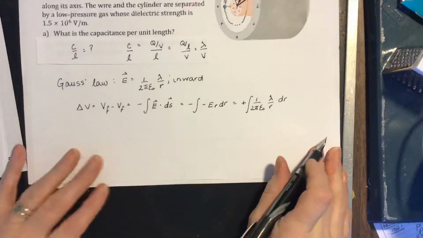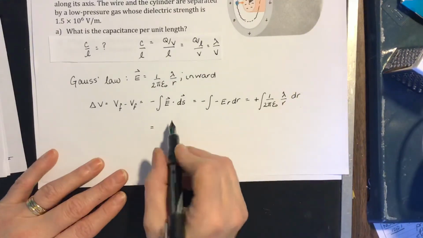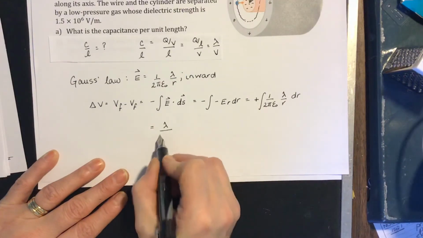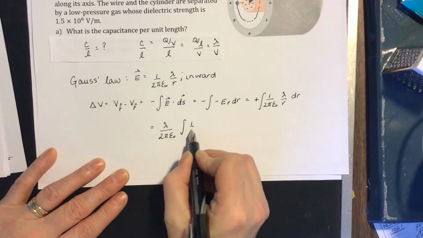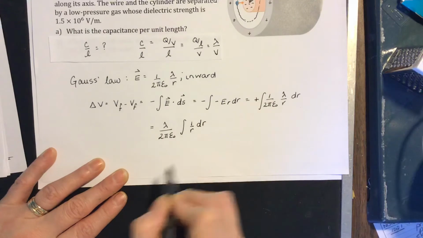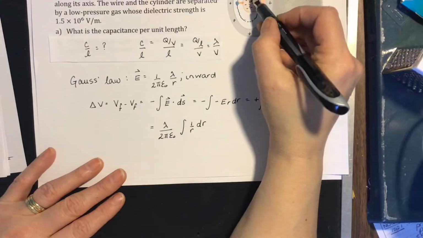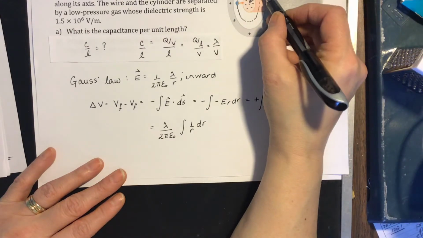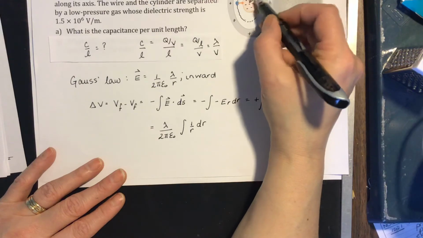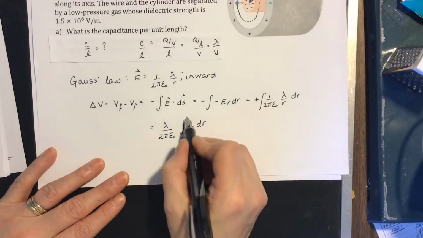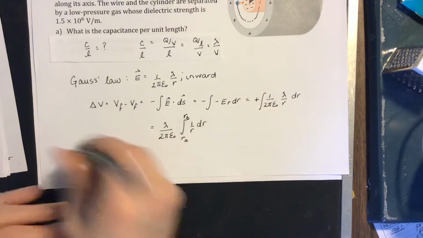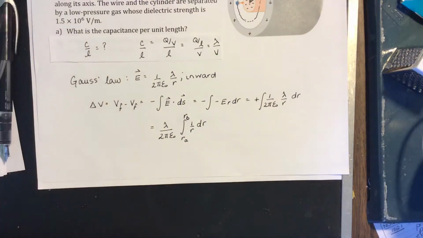One more step in the integral here. We'll take our constants out front. Lambda over 2 pi epsilon naught times the integral of 1 over r dr. The limits of the integral will start at this inner wire and we'll finish at the outer wire. We want to find the potential difference between the two wires. So we go from r_A to r_B. Okay, let's just deal with that integral part next and then we'll put it all together.